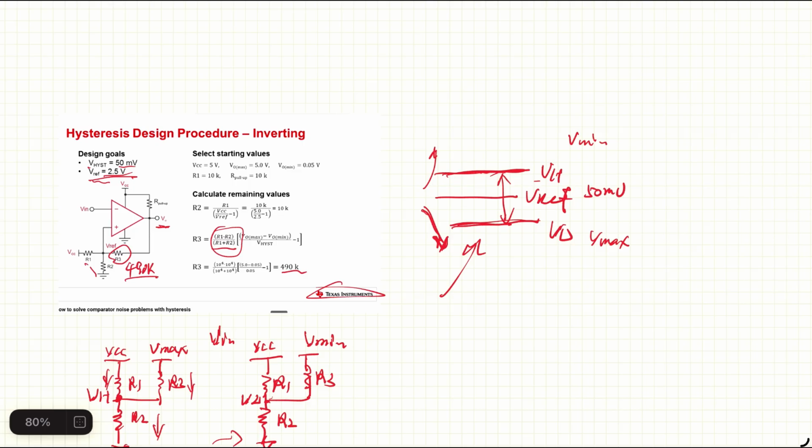That's why in this equivalent circuitry here, all the resistors can set the high and low threshold values.